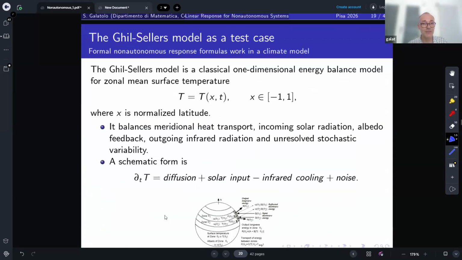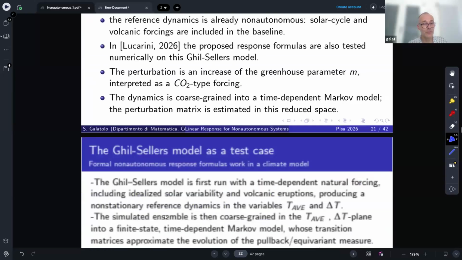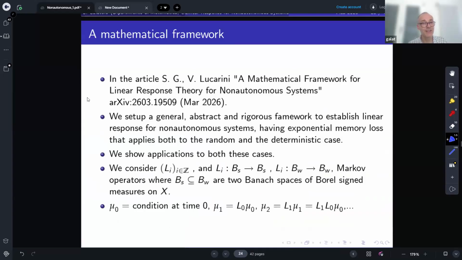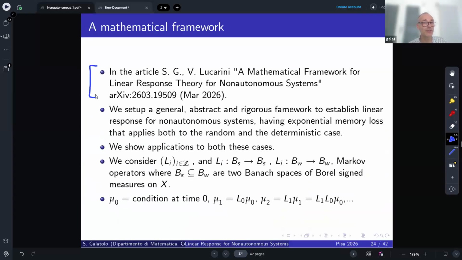And what we did in the paper I'm going to talk about is making this rigorous and making this fit in the transfer operator framework. And then once you have this, you can apply this both to deterministic or random systems. And I will give you a little bit of an example in which this theory applies.